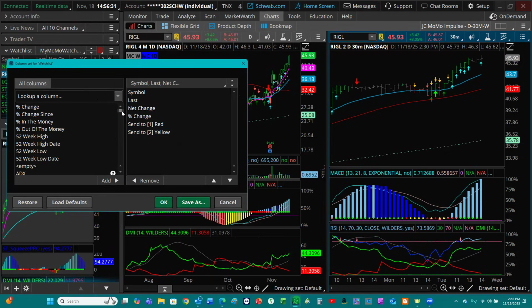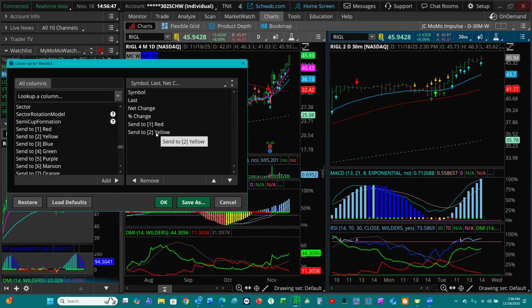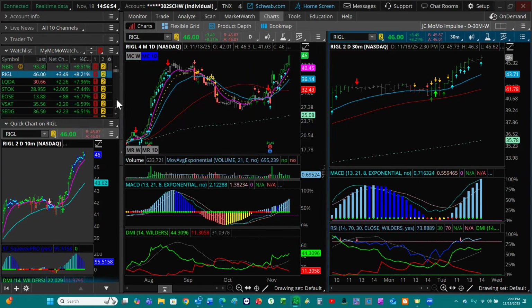And on the left-hand side, if you scroll all the way down to the S's, there you can see the colors, send to blue, send to green. So you've got 9 different colors over here, and you've got 2 over here. So there's actually 11 total colors, but I'm using red and yellow. In this case, I'm just going to use the yellow one. But that's how you do it. At the very top, you can add this as one of your columns, and then it makes it very easy to have all of these charts sync with each other.